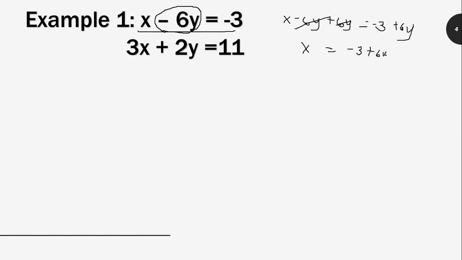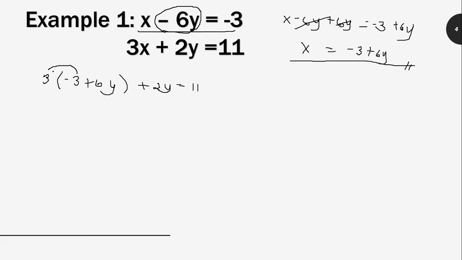Hindi na po natin yan simplify, it's because different po yan ng terms. May variable to, ito ay wala. So this is the temporary value of our x. So substitute po natin yan sa hindi natin nagalaw na equation, which is the equation number 2. Okay. 3 times our x, which is negative 3 plus 6y, plus 2y is equal to 11.